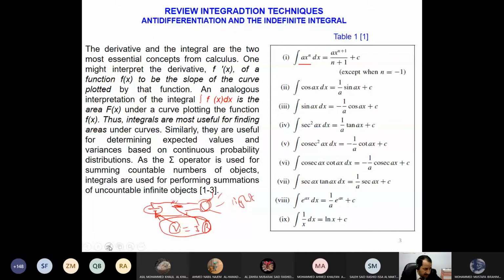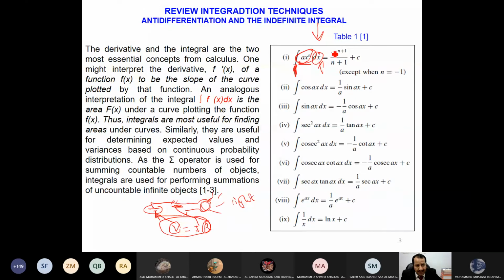You have a table for the standard functions. For example, the integration of ax to the power n with respect to x. We did it this way: integration is the integral sign, dx means with respect to the variable x, and ax to the power n is the function.